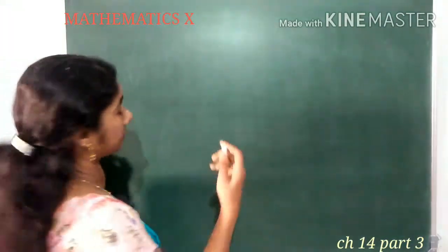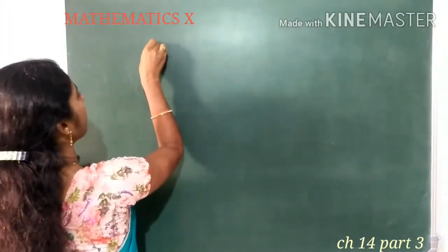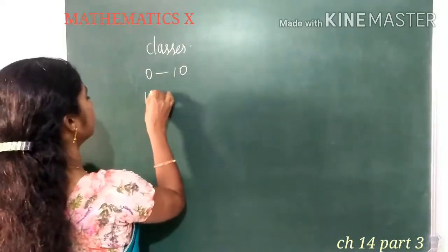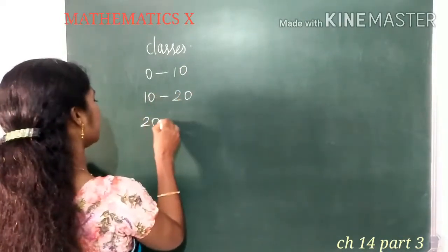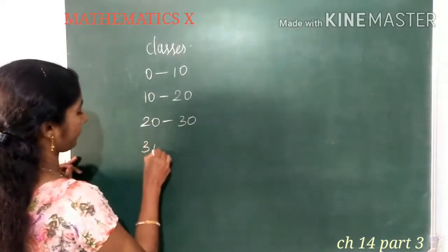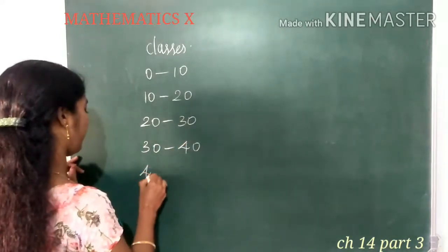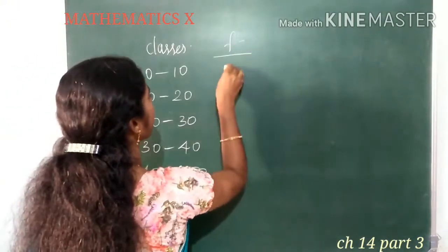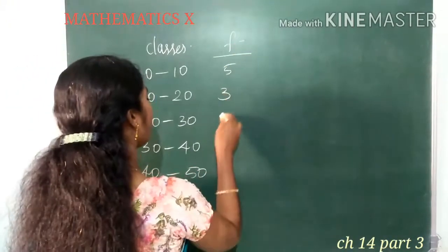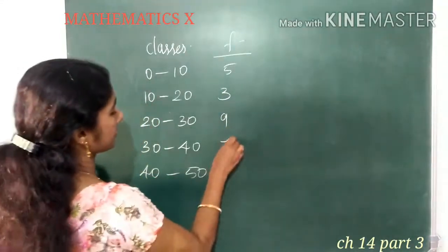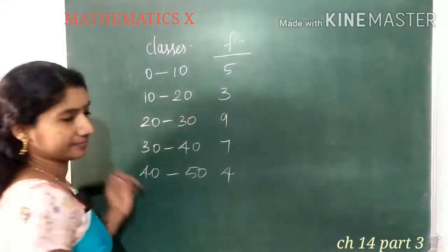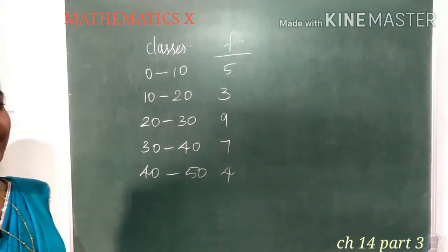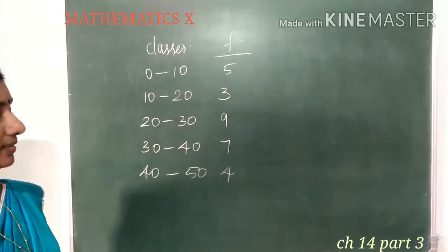Suppose we got one classes like this, 0 to 10, 10 to 20, 20 to 30, 30 to 40, 40 to 50, and the frequencies 5, 3, 9, 7, 4. These are the frequencies. We need to find the middle value. So of course we need to write the cumulative frequency.